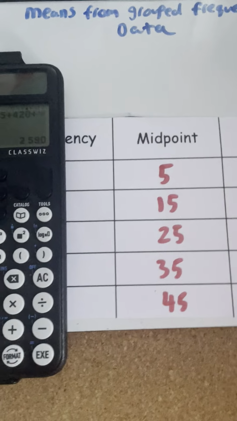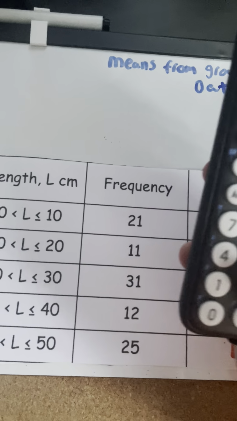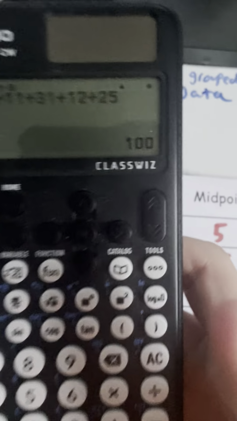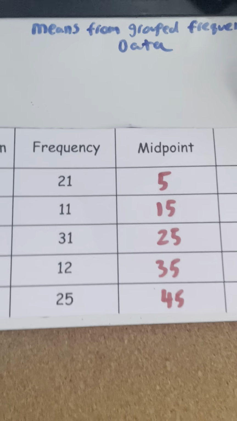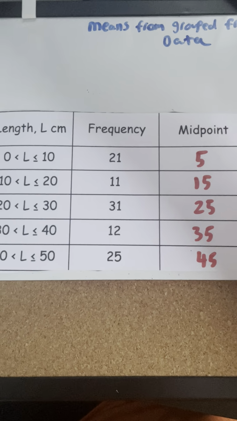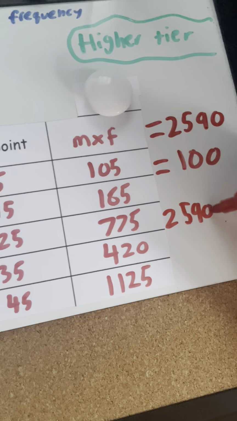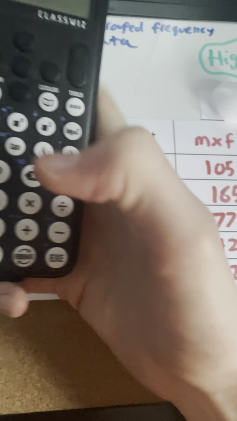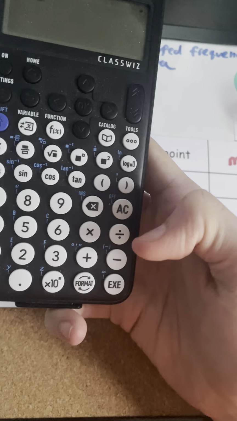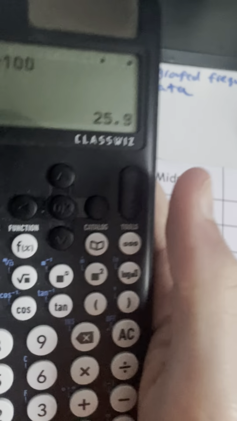Now if we do the frequency, that is 21 plus 11, 31, 12 and 25, and that gives me a result of 100. So now it's similar to the foundation one. All we need to do is divide these together. So 2,590 divided by 100, in the calculator, 2,590 divided by 100, make it a decimal, and that is 25.9.